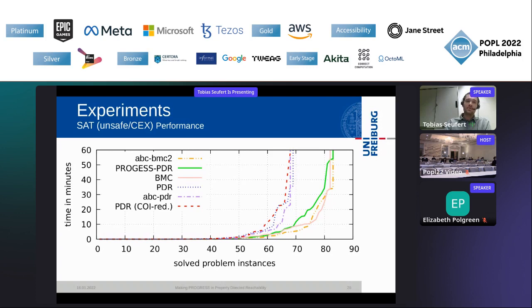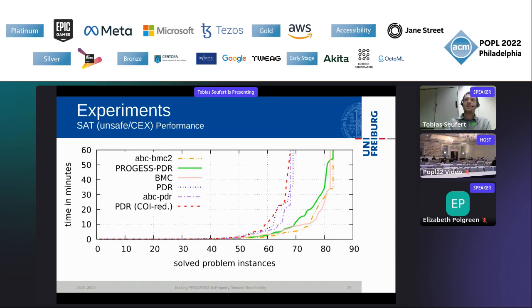BMC, however, meets our result. This does not really come as a surprise, though, because BMC is widely considered stronger for bug hunting than PDR. And you can see that the BMC implementations are stronger than the standard PDR here on counterexamples.